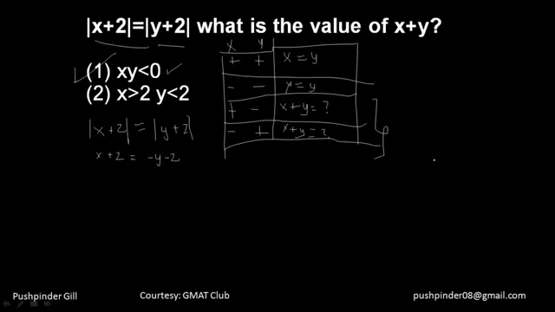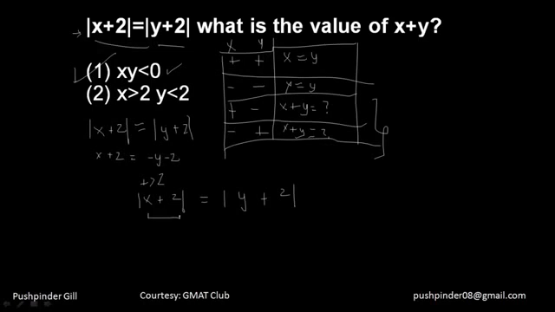Similarly, the second statement says x is a number greater than 2 and y is a number lesser than 2. If I try to analyze this, modulus of x plus 2 is equal to modulus of y plus 2. That is only possible when y is negative and x is positive. Why is that? Let's try to analyze. It's all about analyzing, guys. There is nothing like solving here, we just have to analyze this stuff. Now it says that modulus of x plus 2 is modulus of y plus 2, and x is something which is definitely positive and greater than 2.